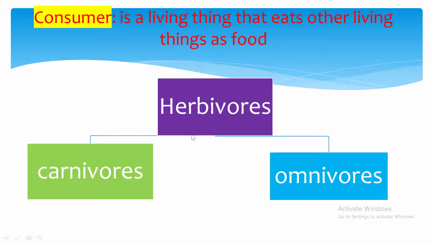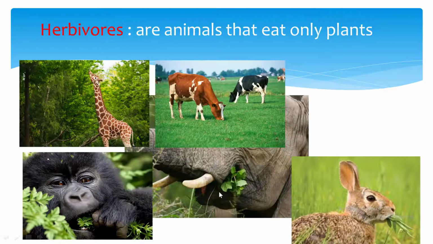Carnivorous, herbivorous and omnivorous. Number one, herbivorous are animals that eat plants.